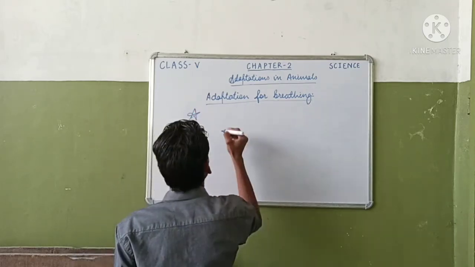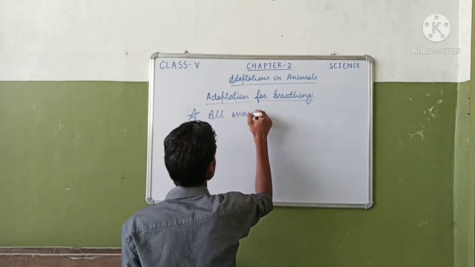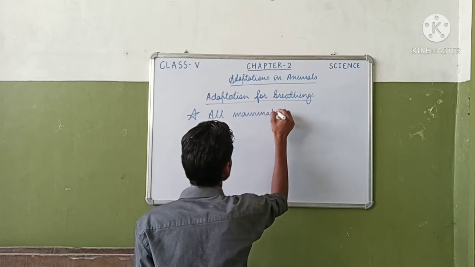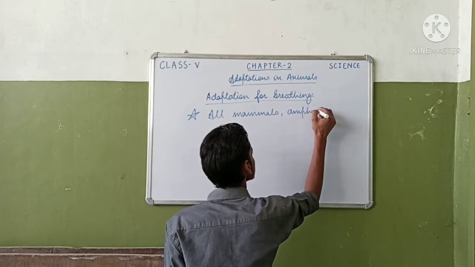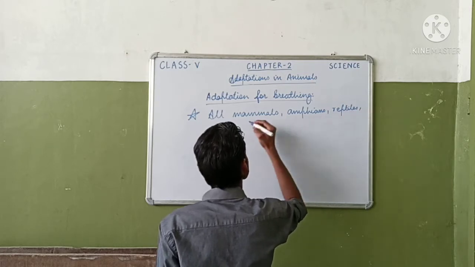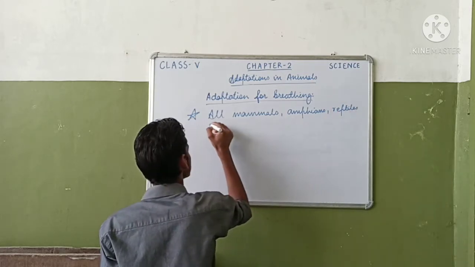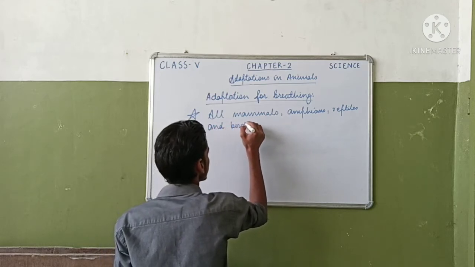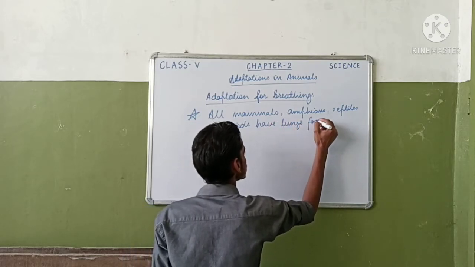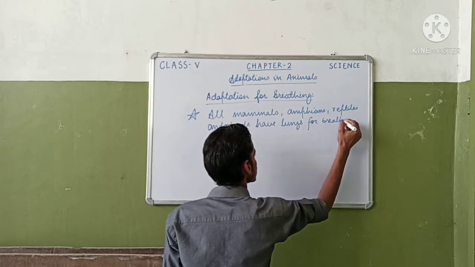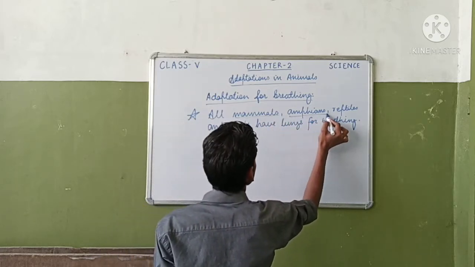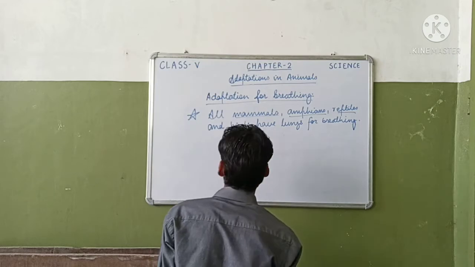Adaptation for breathing. All mammals, amphibians, reptiles, and birds have lungs for breathing.